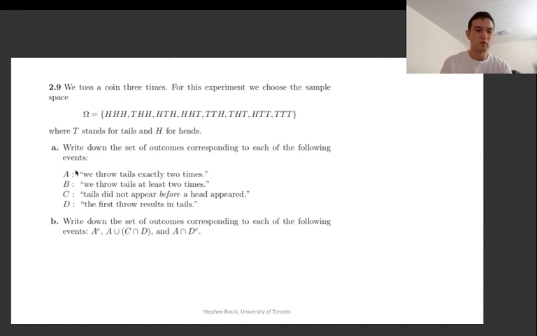So we're going to read these descriptions of sets. Write down the set of outcomes corresponding to each of the following events. We're going to read this definition and write down all the elements that fall into that event. And then for part B, write down the set of outcomes corresponding to each of the following events. These are using the sets that we've made. We're going to construct more sets on top of these sets, so it's an extra step.